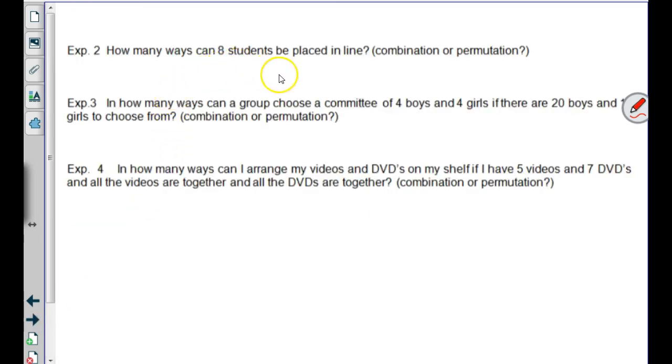Number 2, how many ways can 8 students be placed in line? Yes, in permutations, makes sense to me because I can also do this. If I have 8 of you, I look at the group and say, well, there's 8 people to pick for the first position, and then 7, and then 6, and then 5, and then 4, and then 3, and then 2, and then there's one person left for the last position. This is going to be the same answer as 8p8.